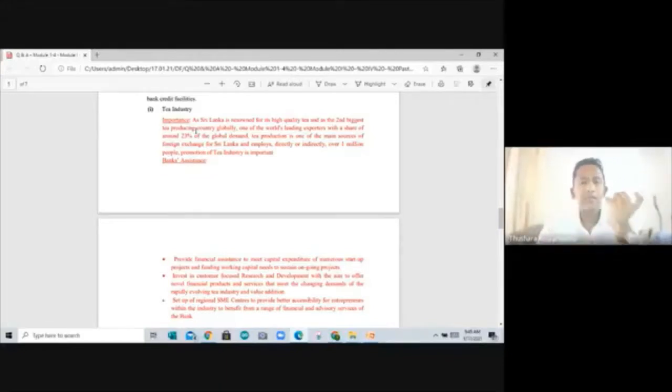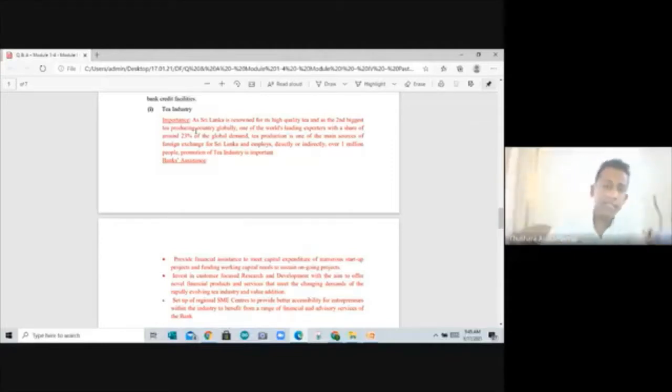One thing is it's the second biggest exporter and the second biggest income earner, and 1 million jobs. And because we are catering to the global market, we have a market share of 23%, and it's geographically well located, and it's part of our agri initiative. So those are the importance of the tea industry to Sri Lanka at large.